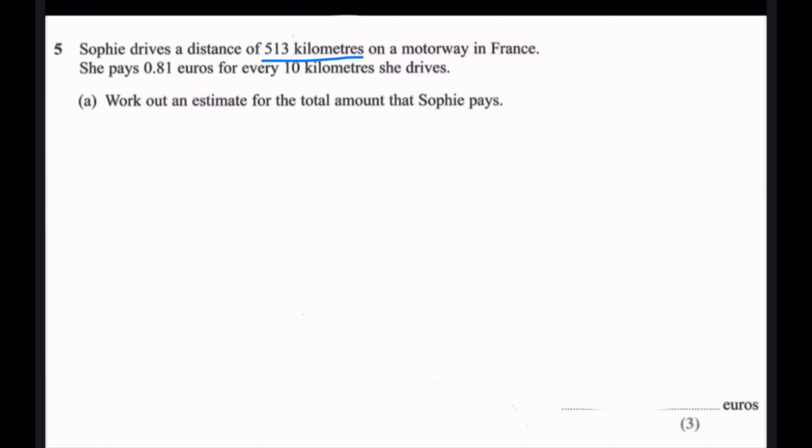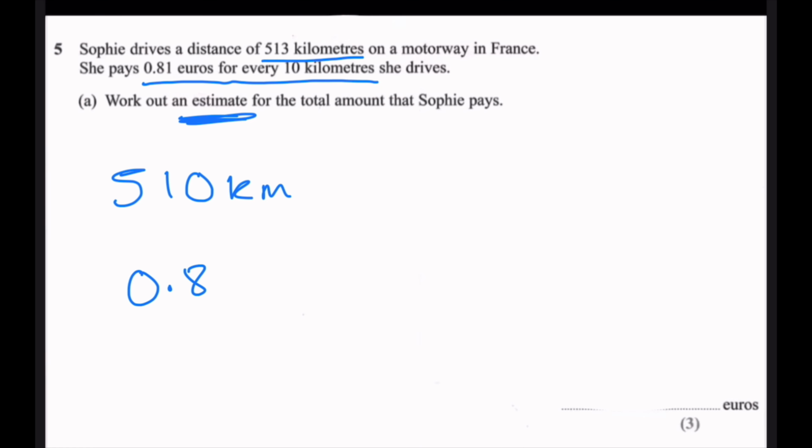Underline all the keywords first. She drives 513 kilometers. She pays 0.81 euros every 10 kilometers. Okay, so I'm going to round this because it wants an estimate. Every time you see estimate, you should be rounding. Okay, so I'm going to call this 510 kilometers. And then I'm going to write 0.8 euros equals 10 kilometers.